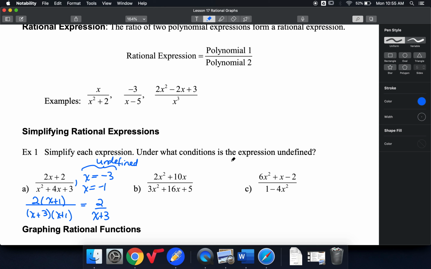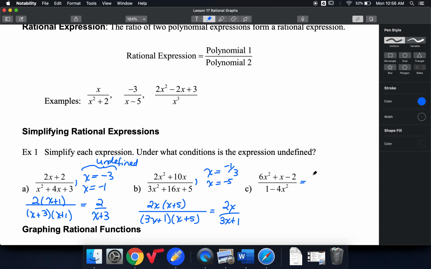Let's continue simplifying though. So first I'm going to think about my undefined, so I'm going to think about my denominator. That denominator is going to factor into 3x plus 1 times x plus 5. So I'm undefined for x equals -1/3 or x equals -5. Continuing my simplification, I'm going to take out a 2x, get my x plus 5, which will then cancel. So 2x over 3x plus 1 is my function.